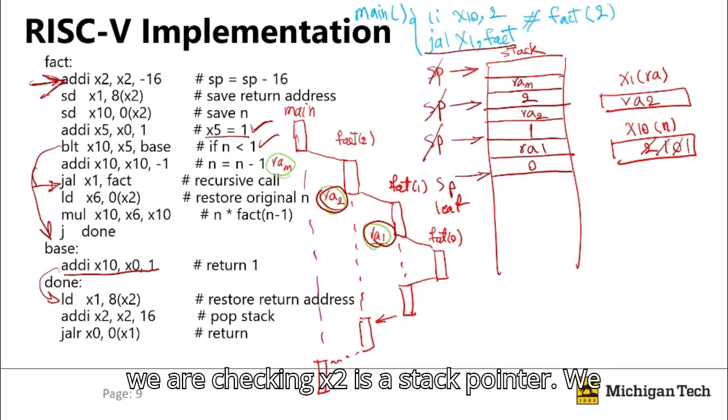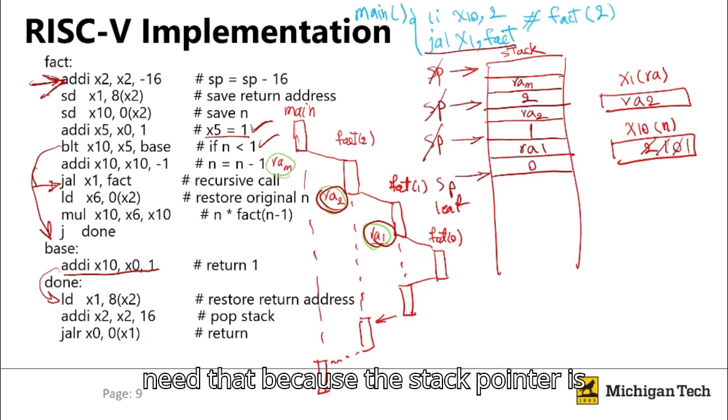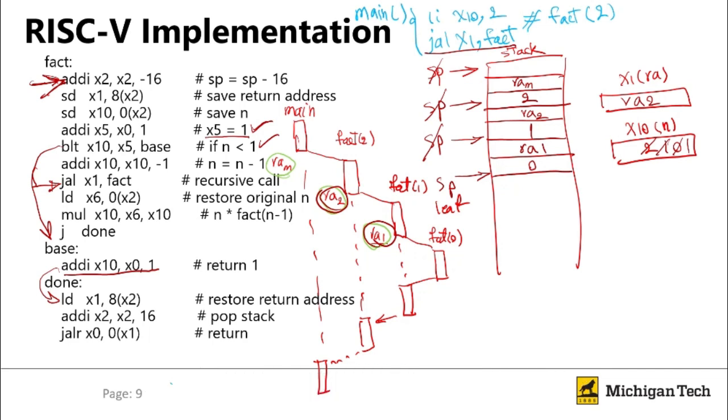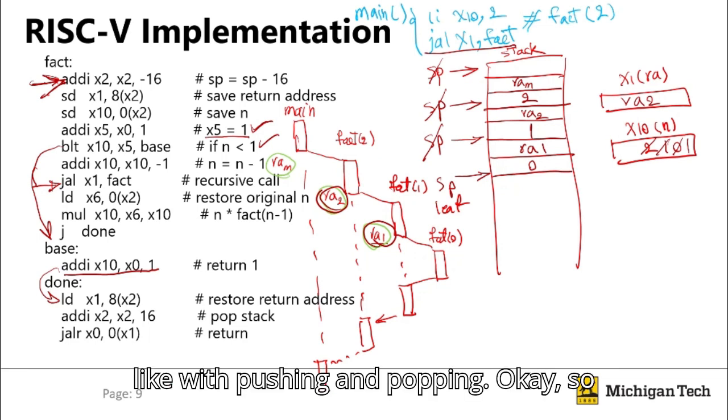We are checking x2, the stack pointer. We didn't save a stack pointer. We don't need that because the stack pointer is going to change by itself anytime you are pushing and popping. Actually, it's not doing it by itself. You are doing it here with pushing and popping.